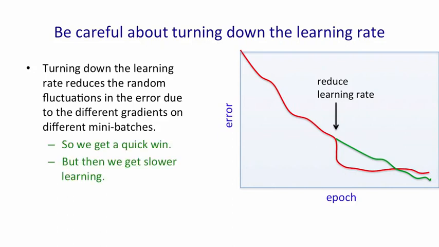So if you look at the red curve, you see that when we turned the learning rate down, we got a quick win. The error fell. But after that we get slower learning. And if we do that too soon, we're going to lose relative to the green curve. So don't turn down the learning rate too soon or too much.